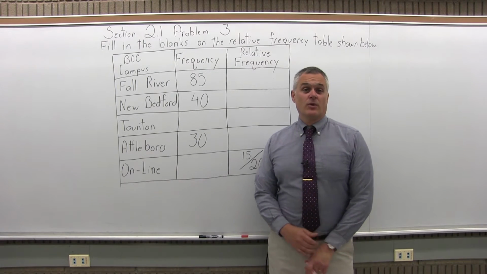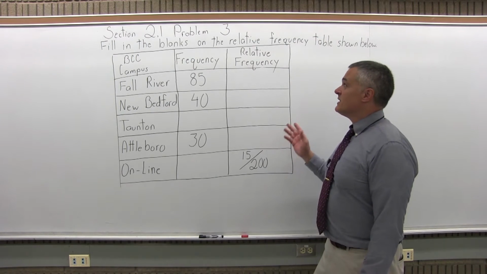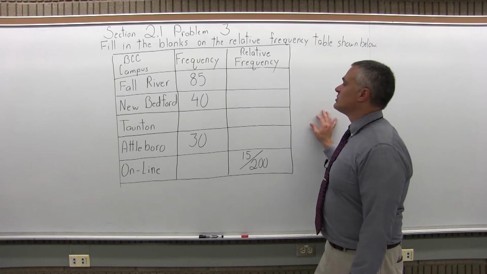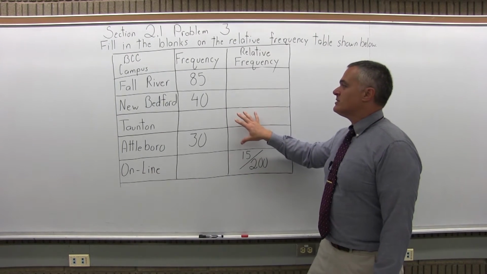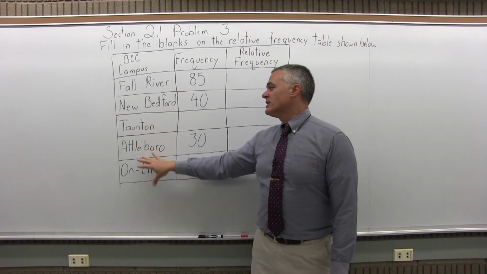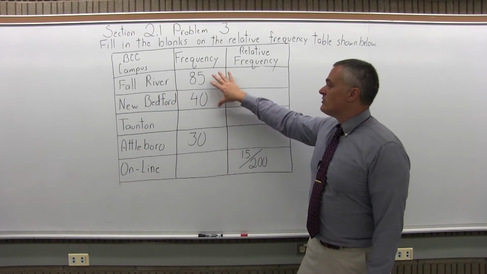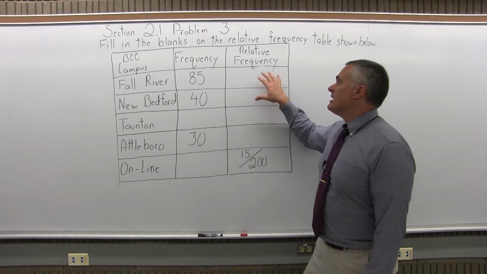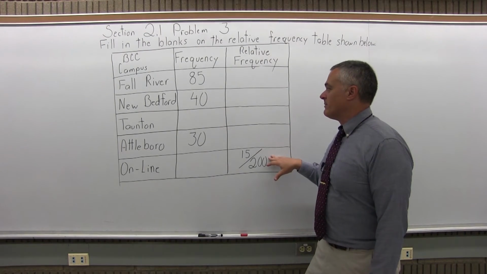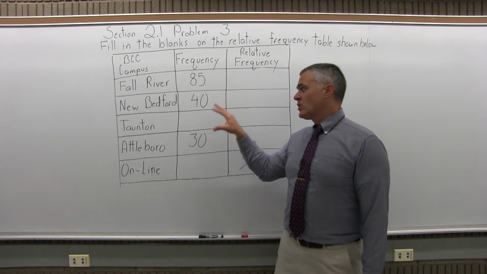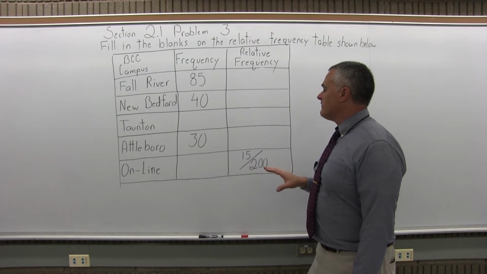This is Section 2.1, Problem number 3. It says fill in the blanks on the relative frequency table shown below. So we have a relative frequency table which lists different campus locations for BCC. You have certain frequencies, there's some missing, and some relative frequencies, there's only one. And we need to fill in the blanks. There's quite a few blanks, but we can fill them in.